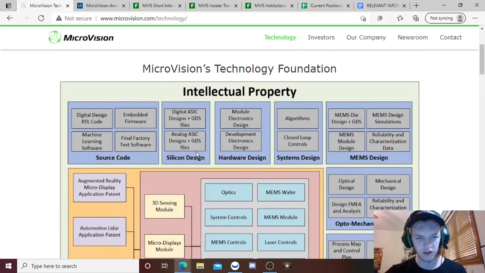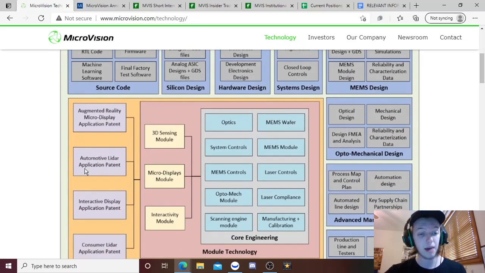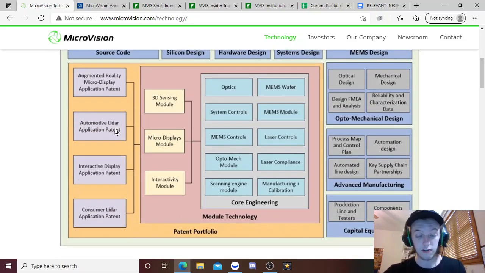Look at all the source code, silicon design, hardware design, 3D sensing module, automotive LiDAR application patent. That is going to be the most important one, in my opinion. LiDAR technology, autonomous vehicles, they are coming. It's just a matter of time, just like these stocks. I personally know that it's just a matter of time before these stocks double and triple and quadruple, because autonomous vehicles are coming, whether that's in a 5-year span or a 10-year span or a 2-month span. All right, 2 months is not very realistic, but it's coming.